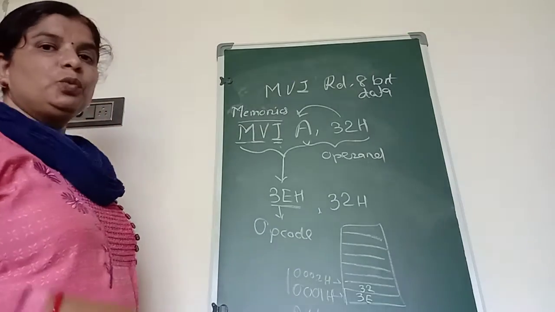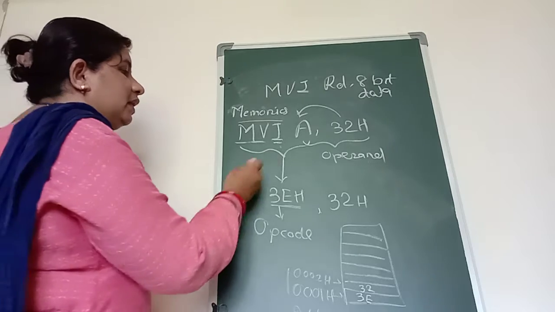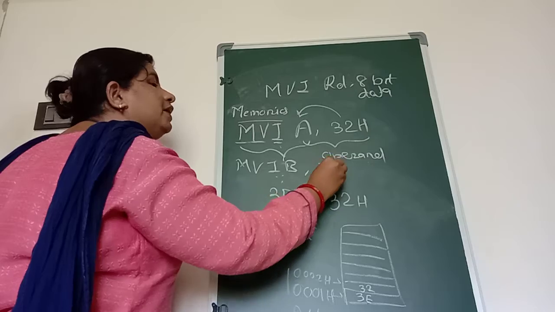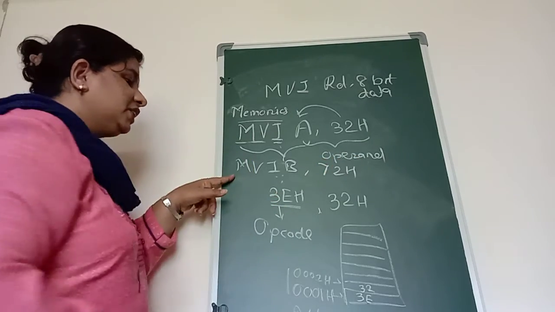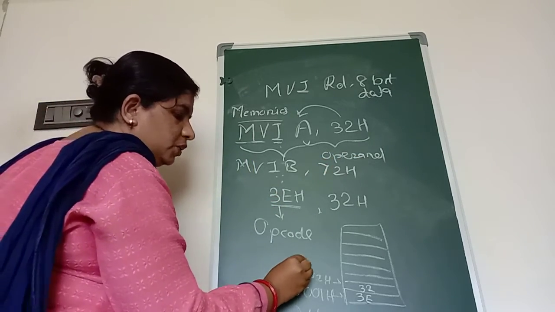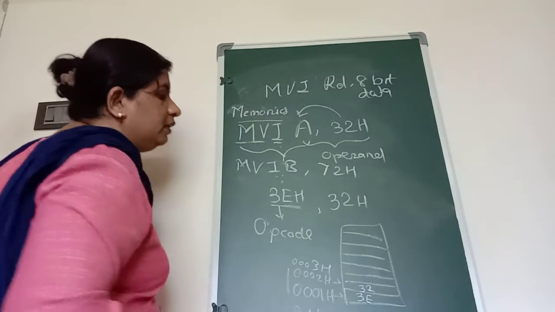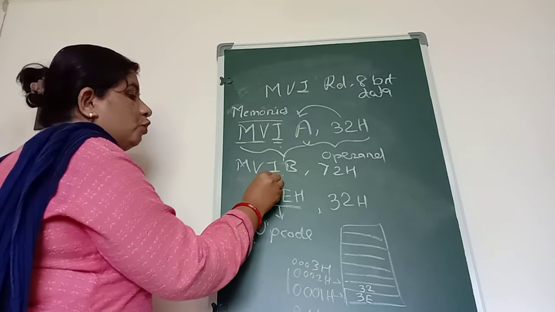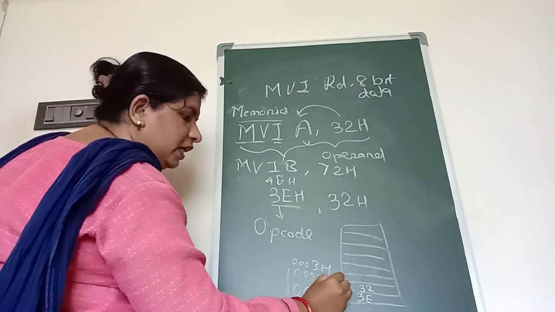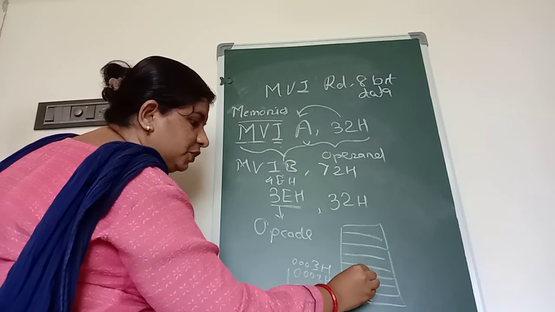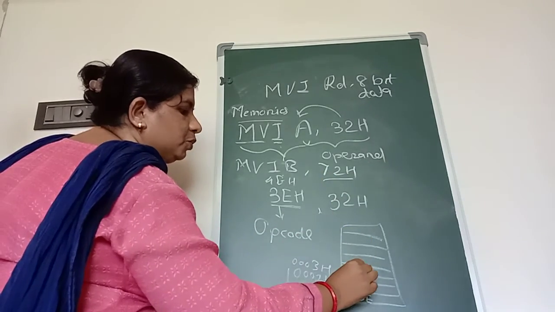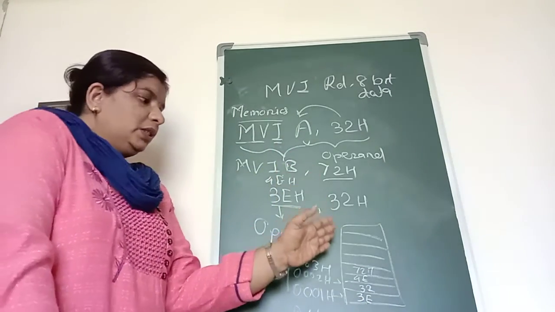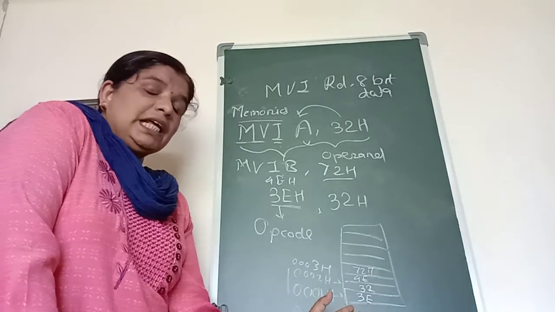Suppose now you want to write the next instruction. After this I write MVI B, 72H. This instruction will be stored from the next location, 0003H. The code for MVI B will be 4EH. So 4E will be stored here, and the next data will be stored here. Likewise the next instruction will be stored, so in the memory the storing of the data takes place like this.